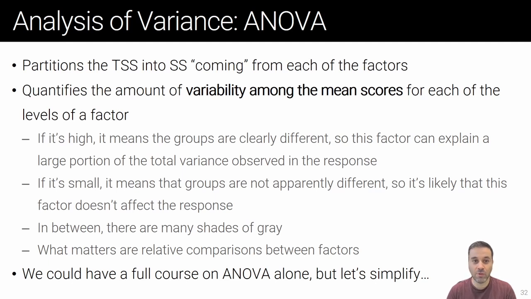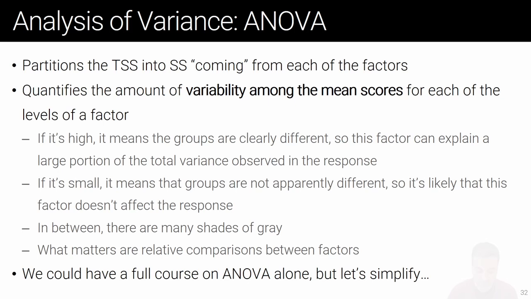We could have a full course on ANOVA. We're just going to simplify a lot in these few slides, but just to get you an idea of what we do here. What it does is get the whole variation in the response, the total sum of squares, and it's going to partition it into how much of that variation is due to each of the factors that we are contemplating in the model. So what it does is actually quantify the amount of variability between the mean scores across each of those groups.